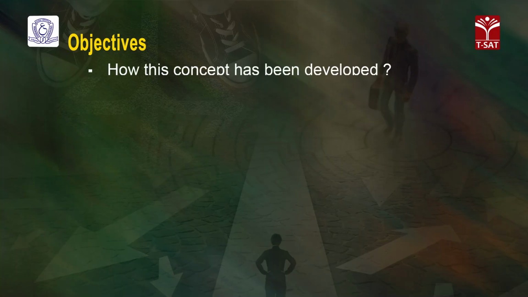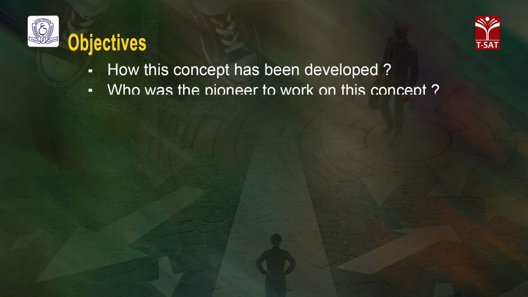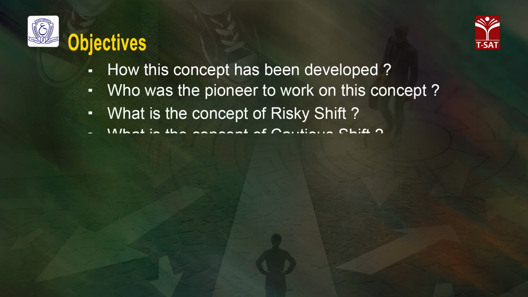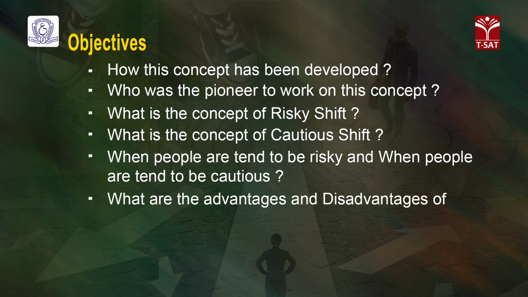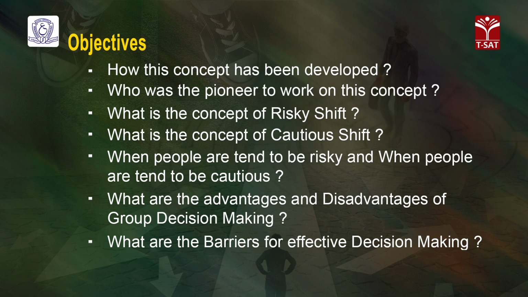How this concept has been developed, who was the pioneer to work on this concept, what is the concept of risky shift and what is the concept of cautious shift, when people tend to be risky, when people tend to be cautious. And we will also be discussing what are the advantages and disadvantages of group decision making, what are the barriers for effective decision making in this module. To understand this concept, let us start with an example.